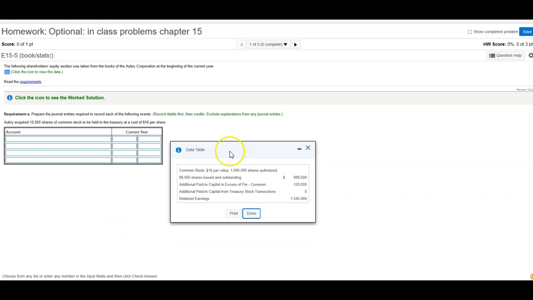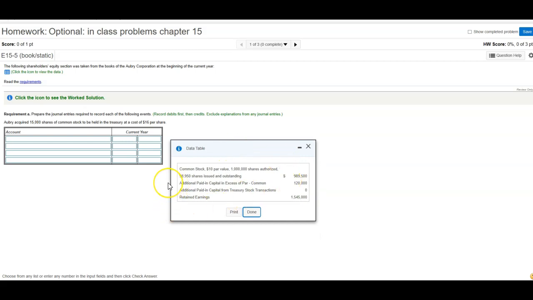Looking at the data table, we see that we have common stock, we have the number that is authorized, and then we have so much that is issued and outstanding. At this point, since issued and outstanding are the same, we know that there is no Treasury stock as of yet. And then we have our additional paid-in capital for common. There's a zero balance here from this new APIC account we're going to talk about, and we have retained earnings.